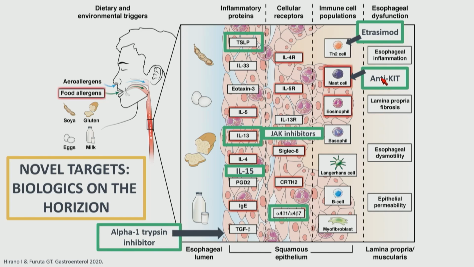There's anti-KIT that targets mast cells in phase 2 trials. There are S1P receptor modulators in phase 2 clinical trials. There are alpha-1 antitrypsin inhibitors in phase 2 trials currently. There are anti-IL-15s in phase 1 trials and JAK1 inhibitors that are in phase 1 trials for EOE. And then vedolizumab has been described in case reports for treatment of EOE. Again, not in clinical trial currently.